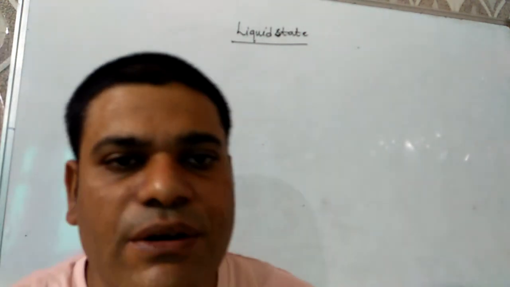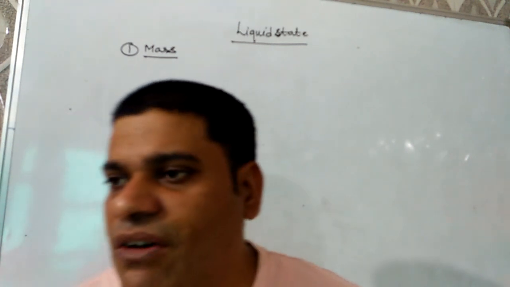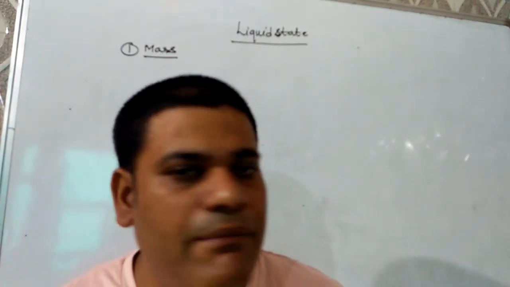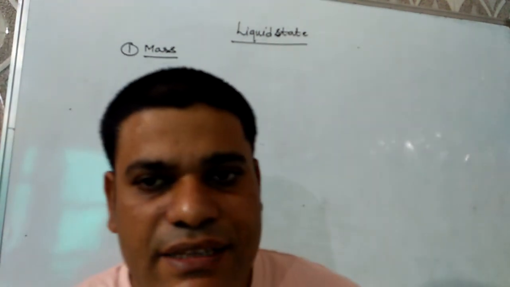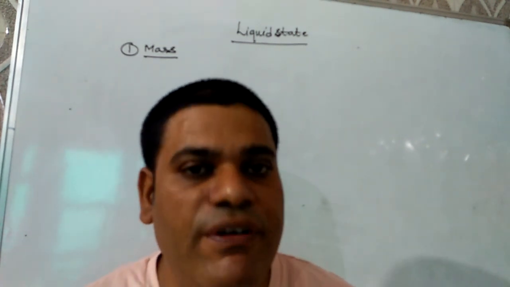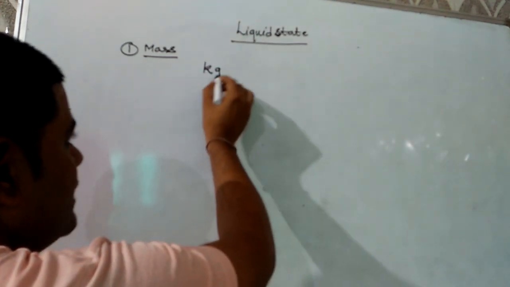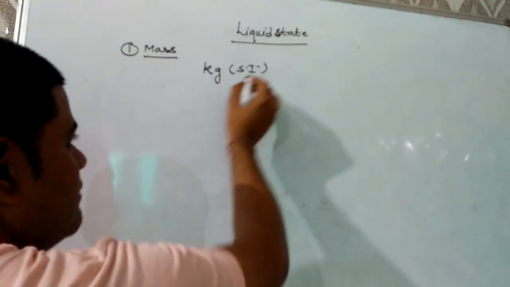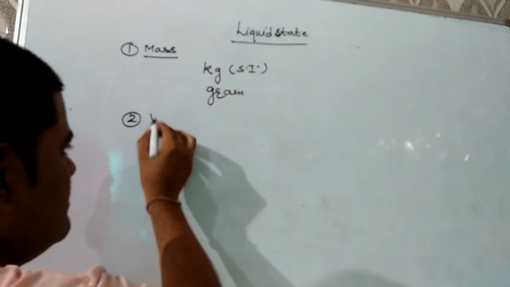Now, we have to discuss their general properties, and the first one is mass. We know the mass of any liquid can be measured with a simple technique. First, measure the weight of the empty container, then fill the container with the liquid, then the mass of the liquid should be equal to the difference of these two. Its SI unit will be kilogram, and the CGS unit will be gram.